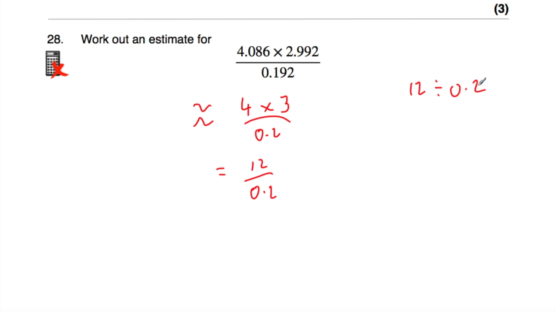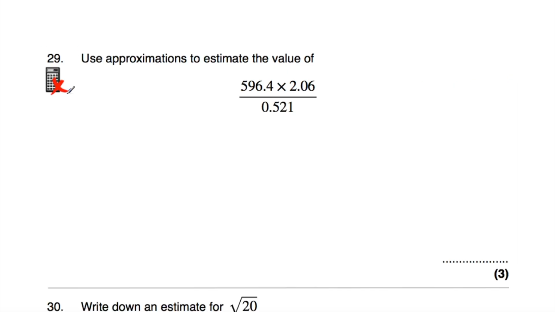Now I don't like dividing by 0.2, so I'm going to multiply both of these numbers by 10. So that would give us 120 divided by 2. And 120 divided by 2 is equal to 60. So that means that 12 divided by 0.2 would also be equal to 60, because remember, when we multiply both the number we're dividing and the number we're dividing by numbers such as 10 or 100 and so on, we get the same answer. So that means our estimate is 60. And that's it.